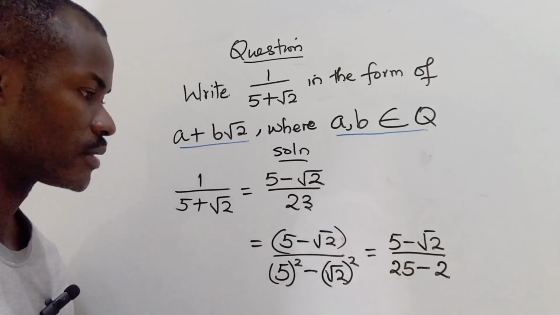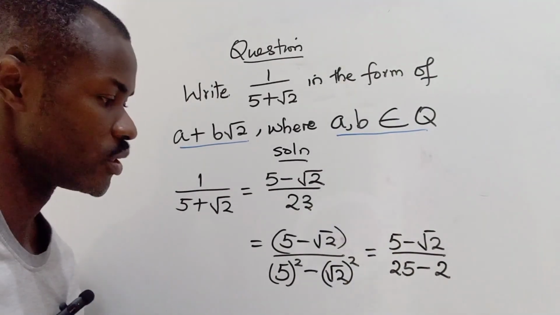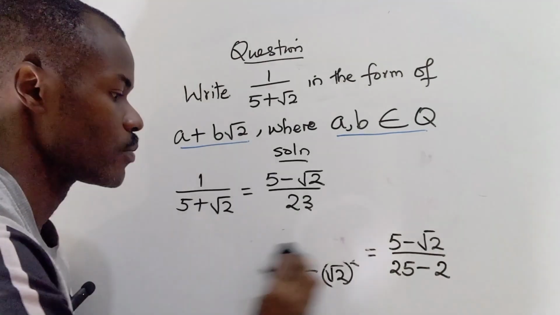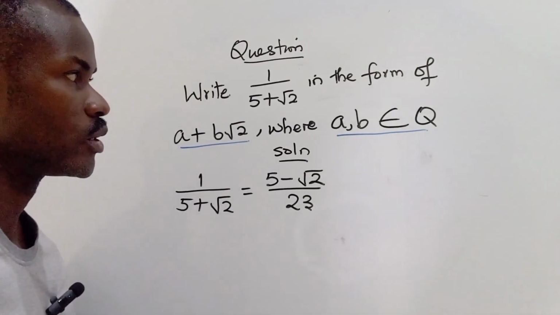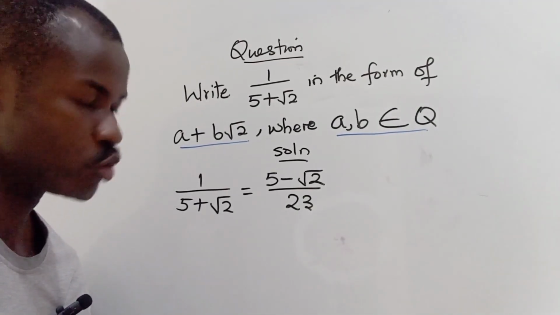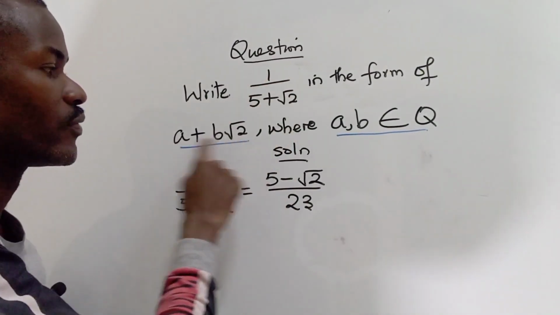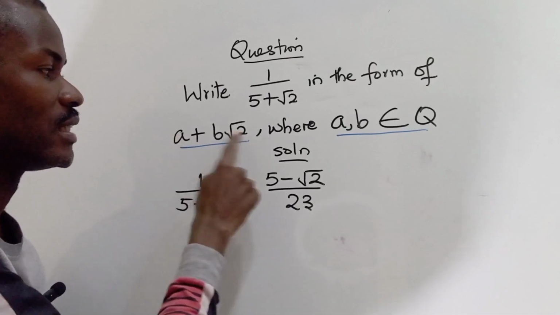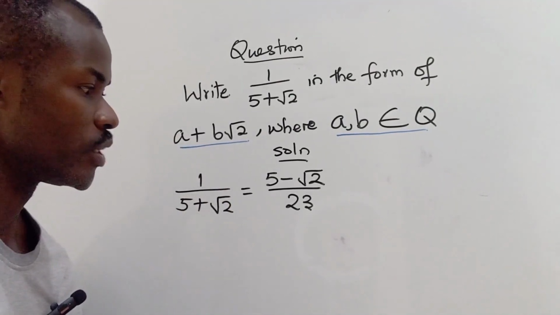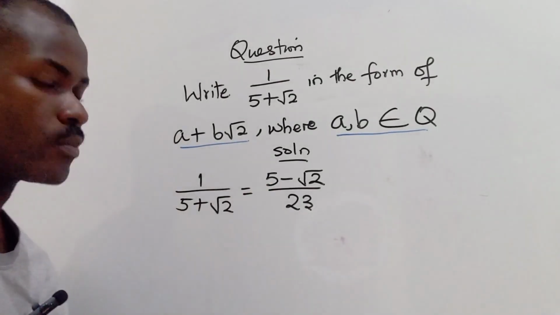Now 25 minus 2 is going to give us 23. All right. But from the question, we cannot stop here. Because the question says we should write this in this form. And this is not yet in this form. So how do we change this into this form?